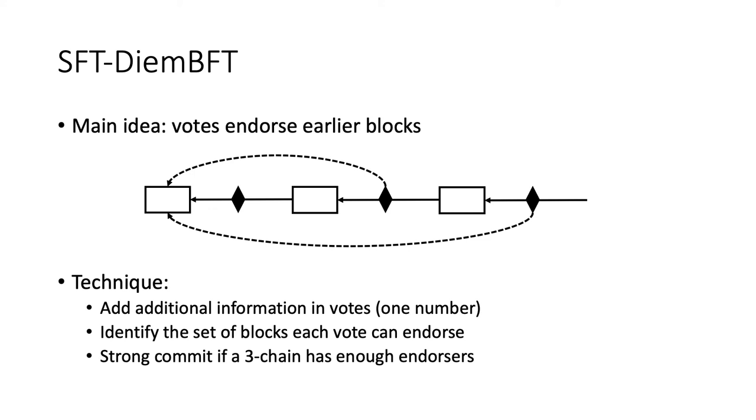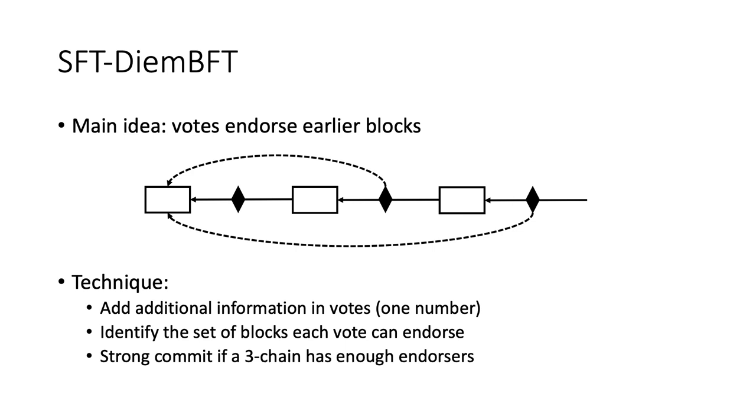So the key technique we use is to add additional information in the vote messages. We only need to add one small number to the vote messages, and that's sufficient. We can also identify the set of blocks each vote can endorse using this additional information. After that, we can strong commit blocks using again a three-chain rule. But now we will look at the three-chain and ask each block in the three-chain to have enough endorsers.